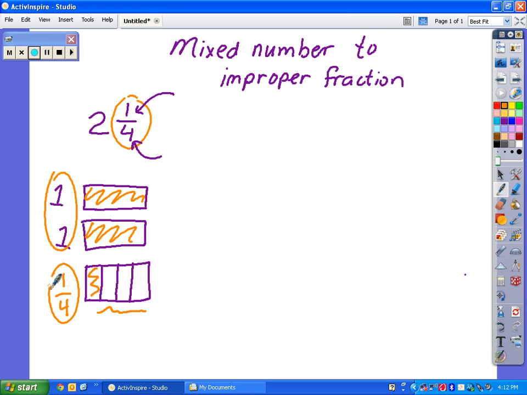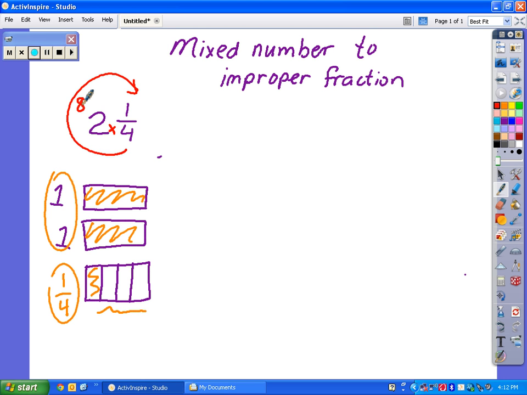When we are rewriting mixed numbers as improper fractions, the thing that we need to do is find out how many fourths we have in our 2 wholes. How many fourths do we have in our 2 wholes? Most of the time, what teachers will tell students to do is you'll see them do something like this, and they'll say multiply the 4 times the 2 and you get 8.